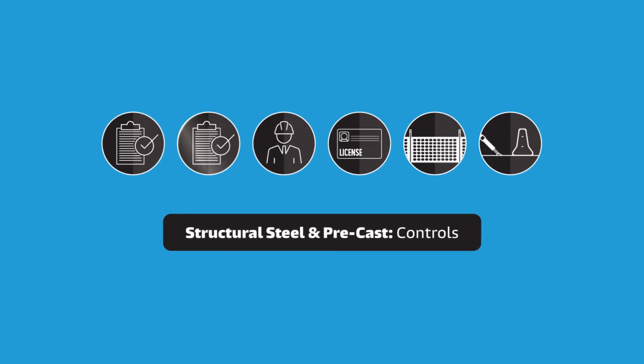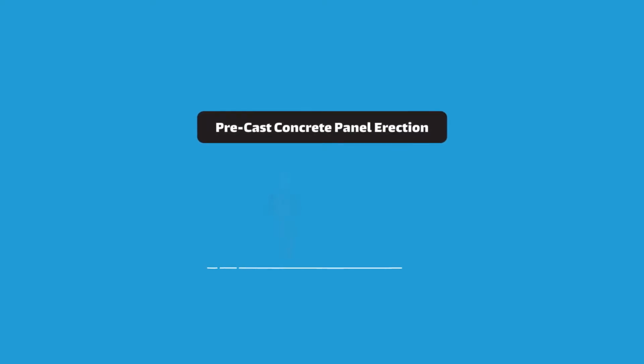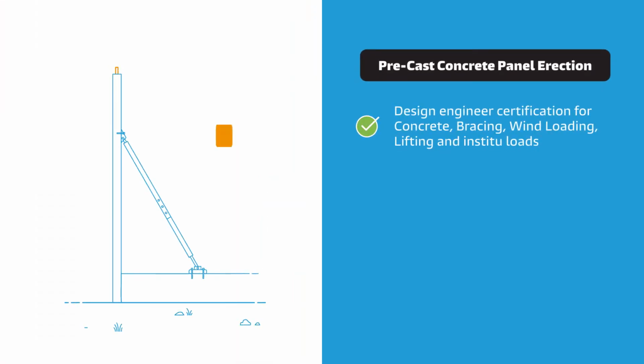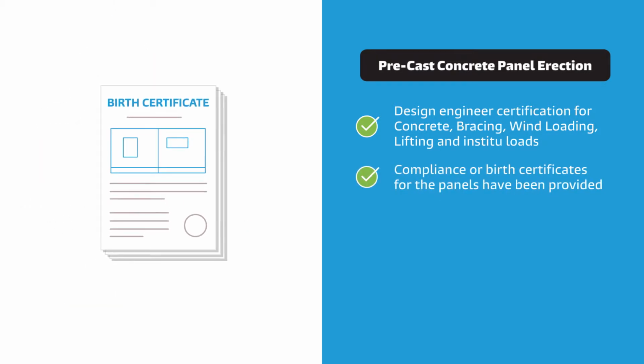Precast concrete panel erection checklist must be completed and signed off by the construction manager and project manager prior to works commencing, including design engineer certification for precast concrete, bracing, wind loading, lifting and in situ loads. Compliance or birth certificates for the panels have been provided.